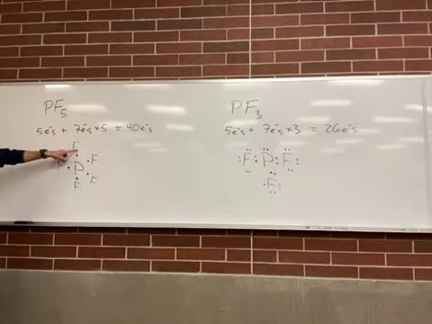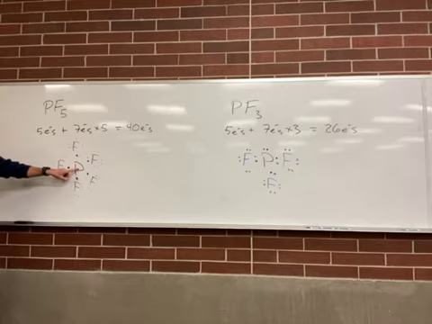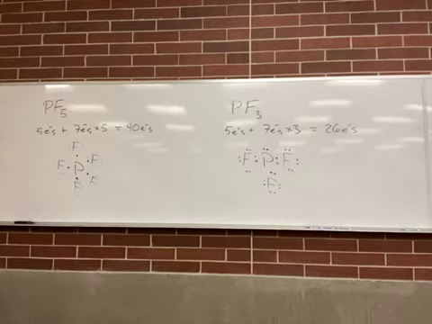Fluorine always has 8, 8, 8, 8, 8. Fluorine's happy, but look at phosphorus. Phosphorus has 2, 4, 6, 8, 10. So phosphorus has 10 electrons. That violates the octet rule, but it's a perfectly happy molecule. And here's how it does it, and here's why it does it.